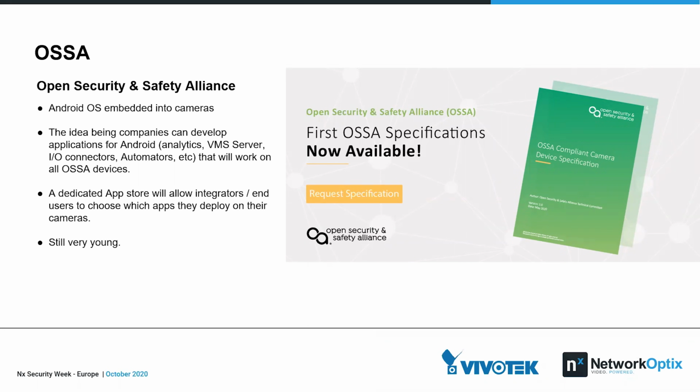The last slide, which is something I want to talk about, is the Open Security and Safety Alliance. This is a new, still very young alliance, a group, a bit like the ONVIF I just introduced before, but this one is very dedicated to edge analytics. The idea is to have products which will embed an Android operating system. And as with every Android device, such as your mobile phone, you will have a dedicated app store. So you will be able to download, for example, a smoke detection application, put it in the camera, and turn your camera into a smoke detection device. So that's something very important.